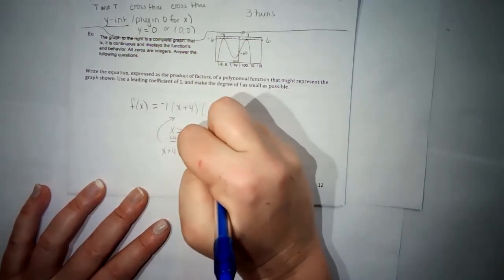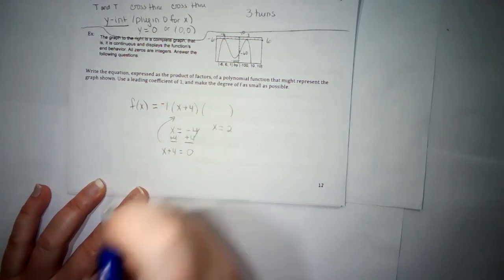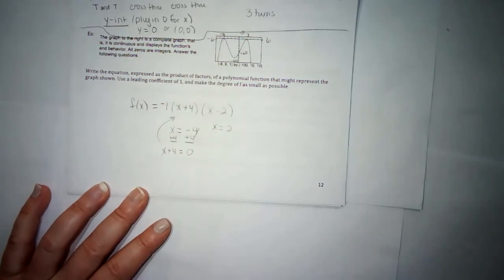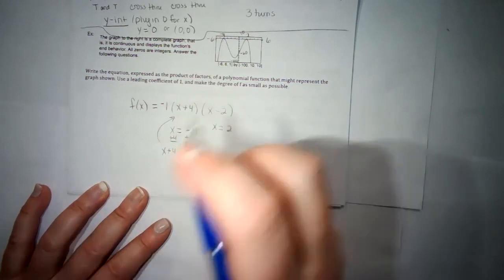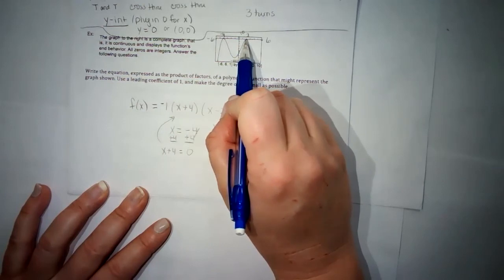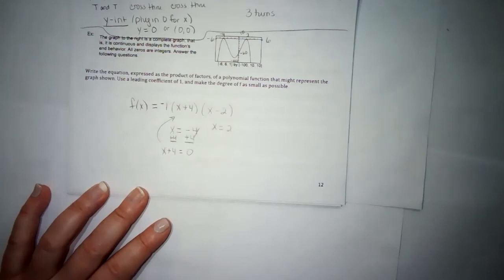Good. Okay, so if this zero is 2, what's going to go in my parentheses? X minus 2. Okay, good. Now we're not done. I noticed that there's a touch and turn at each of these. So if there's a touch and turn at each of those, that means my multiplicity is going to be what? Even multiplicity. 2, 4, 6, something like that.